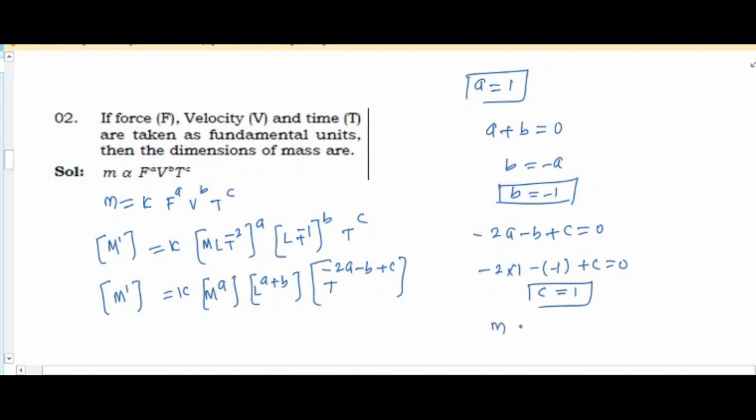Therefore, M proportional to F to the power of a, 1, V to the power of b, minus 1, T to the power of c, 1. This is the relation between mass when fundamental quantities are taken as force, velocity and time.